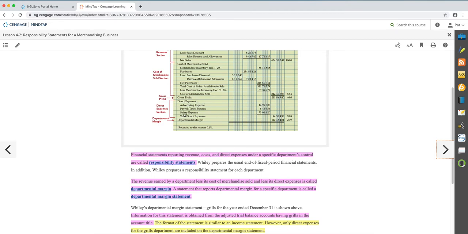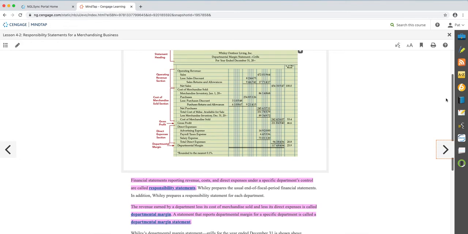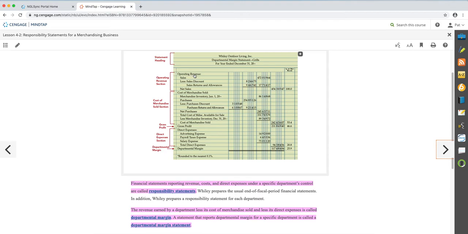So this is a new spot: responsibility statements. Revenue earned by a department less its cost of merchandise sold is departmental margin. The departmental margin statement is us showing this report. So what do we have in this? We have revenue, which is sales minus the discounts and returns. So you list discounts and returns, add them up, subtract them from sales, and you get a number.